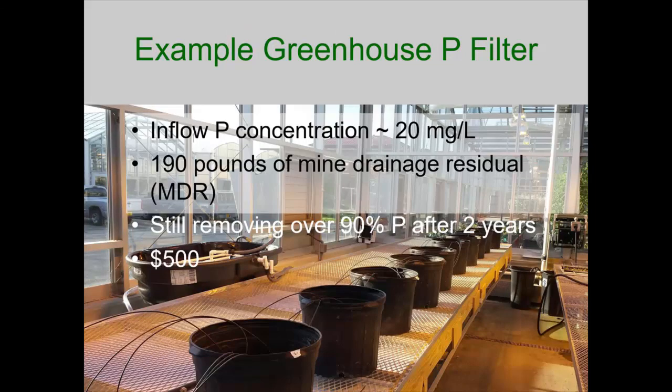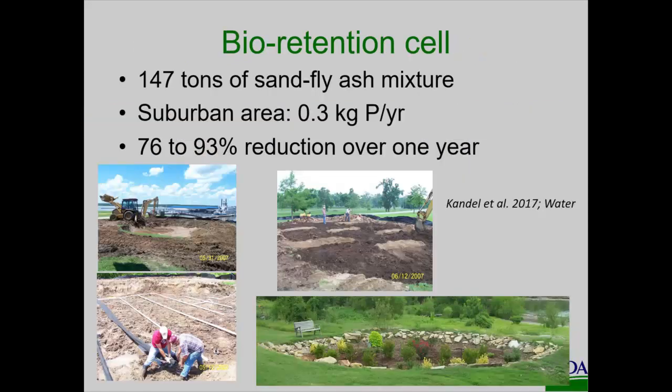Here's a greenhouse filter in a research greenhouse at Purdue. We collect all the water that drains from the pots. It's got about 20 milligrams per liter of phosphorus in it, which is way higher than anything expected in ag. We use 190 pounds of mine drainage residuals, iron oxides, to treat it. It's still removing over 90% of the phosphorus after 2 years. Costs about $500.